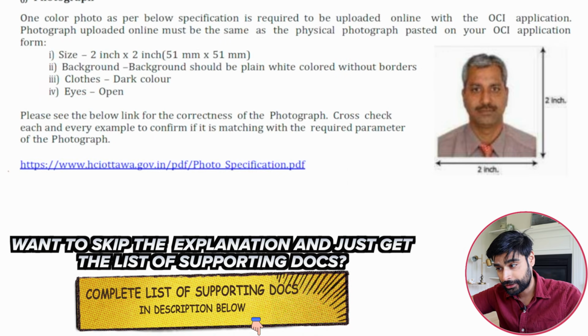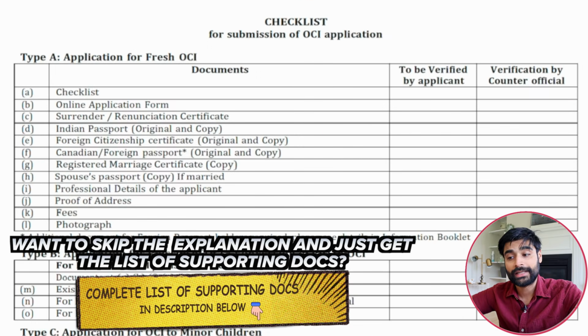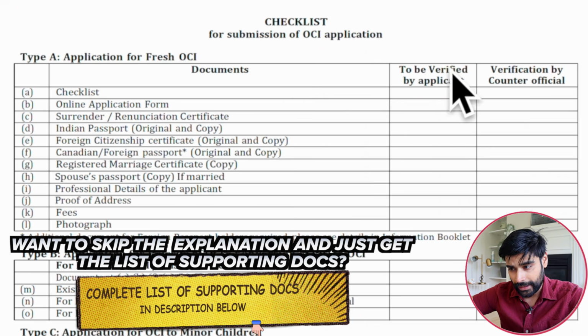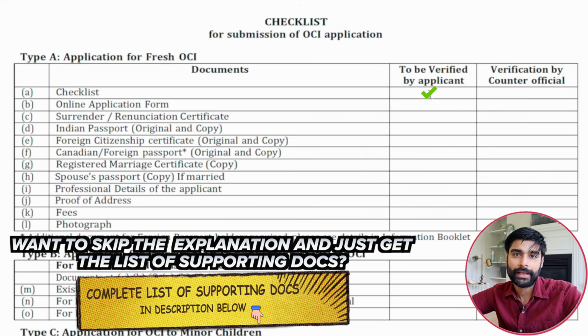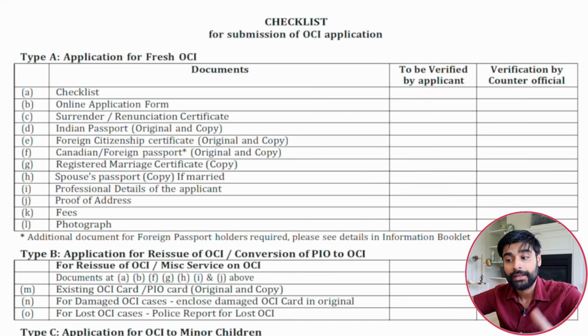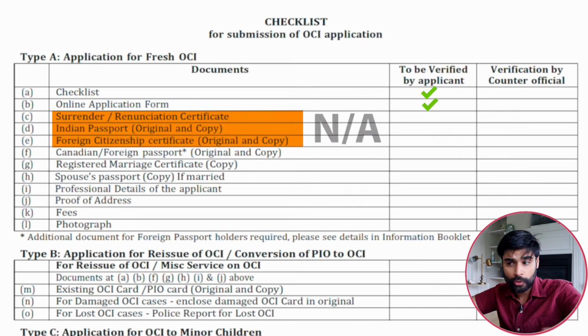And as you are going through the list, for all documents that apply to your case, you just put a check mark here under verified by applicant. First up is type A, the checklist itself. So check mark here because you will be submitting this checklist. Then next is the online application form. We already looked at it. You'll print this form out and you'll submit it to BLS. So check here. Then item C, D, E don't apply to minor born in Canada. So no need to check anything here.